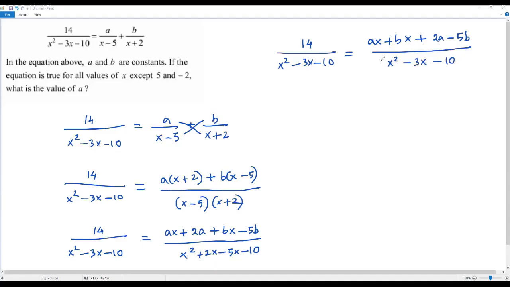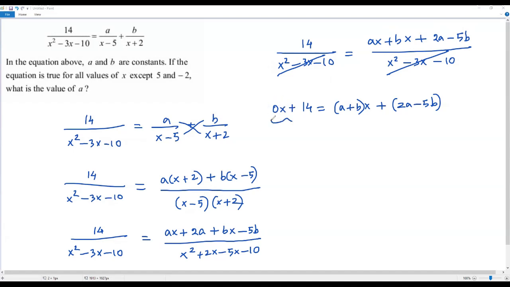Okay, now we have the same denominator on both sides of this equation. When I multiply both sides by the expression x² − 3x − 10, the denominators will cancel out. Then the resulting equation is 14 equals, and also we can factor x out from these two terms. When I factor x out, I'm getting (a + b) times x plus, actually this is a constant term, 2a − 5b. Now on the left side we don't find the x term, so we can write 0x as the x term. Actually it's not a valid term, it's actually 0.